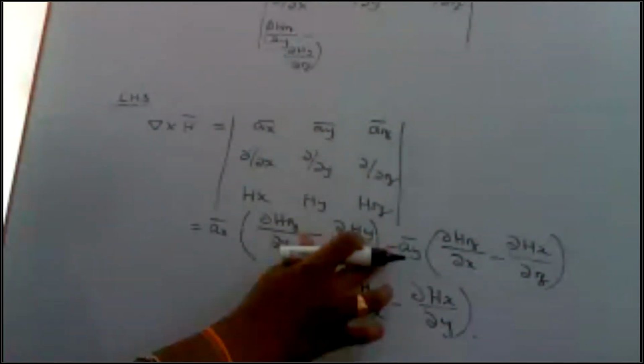So what will happen? Ax will be coming here, Ay will be here, Az will be here. Then here dou by dou x, dou by dou y, dou by dou z. Then here what will happen? First term will come, that is dou hz by dou y minus dou hy by dou x. This is a simple term. Okay. This term has to be interchanged because here minus ay is there.